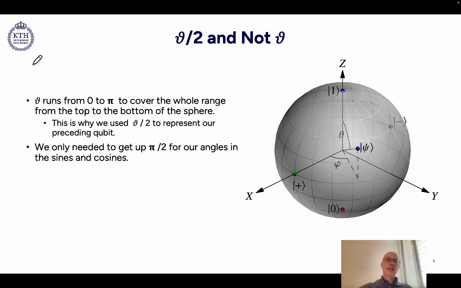Let's go back. Why in the transformation do I say theta over 2 and not theta? Well, theta runs from 0 to pi to cover the whole range from the top to the bottom of the sphere. This is why we use theta over 2 to represent our qubit. So we only needed to get up to pi over 2 for our angles for the sine and the cosine.